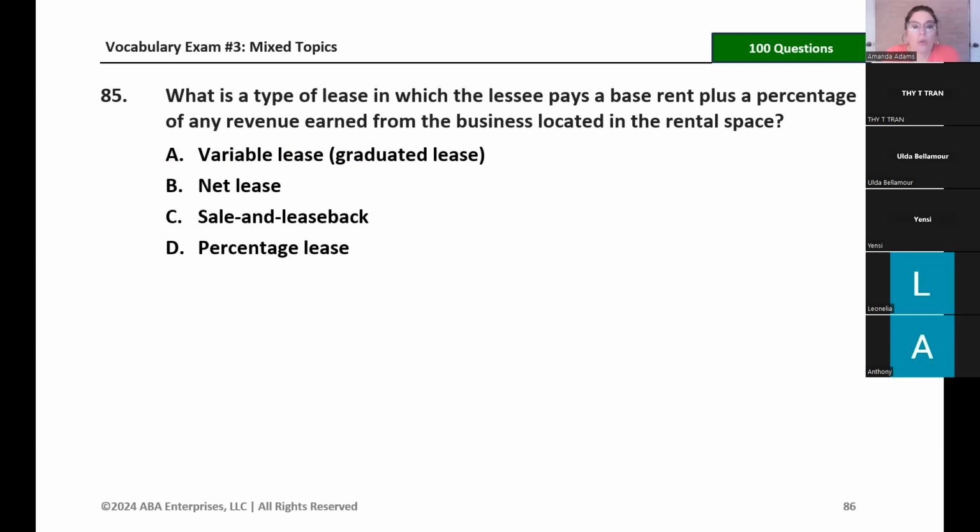Number 85. What is the type of lease in which the lessee pays a base rent plus a percentage of any revenue earned from the business located in the rental space? What type of lease is that? And this is normally used for large anchor stores at the mall. What are we talking about there? That's a D. That's a percentage lease. They pay a base rent plus a percentage of their sales over a certain amount.